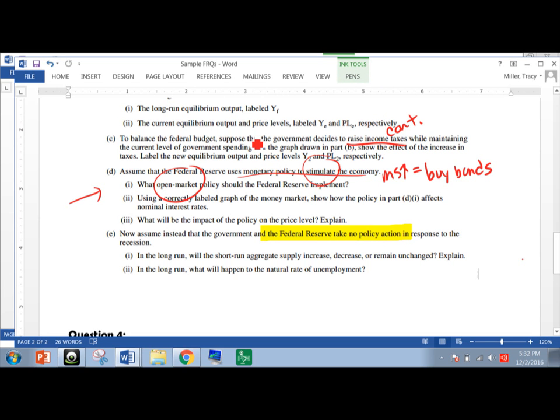All right, let's pretend we're an Adam Smith classical economist and we don't want to do any sort of government intervention. So in the long run, will the short run aggregate supply increase, decrease, or remain unchanged? And what will happen to the natural rate of unemployment?